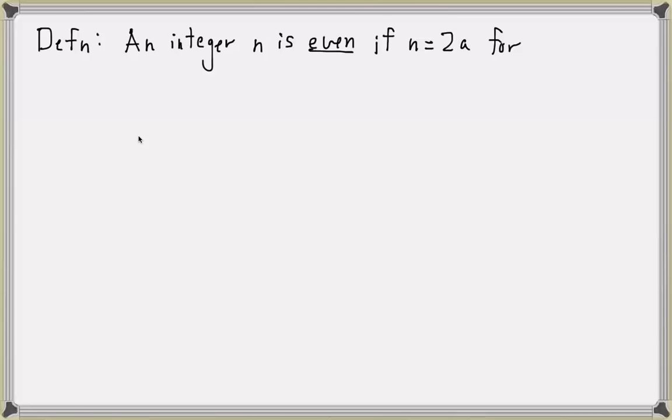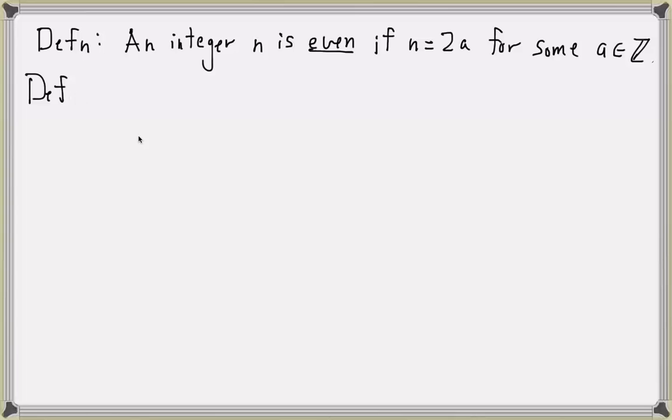So if n equals 2 times a for some integer a, then looking at the definition of divides, 2 does divide n. Or we could say that n is a multiple of 2. So this is our definition for an even integer. Let's define odd integers similarly.